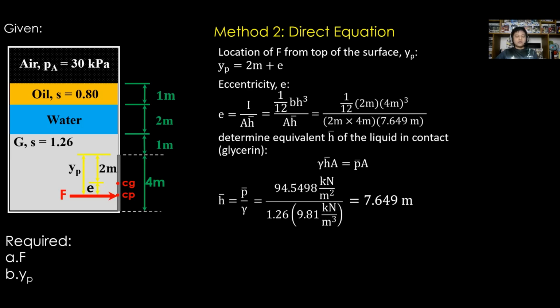Substitute in the equation of E. So we have B, that is 2 meters, H 4 meters, and H bar determined as 7.649 meters. Thus, E is equal to 0.174 meter. So in the equation of y sub p, we have 2 meters plus E, that is 0.174. Thus, y sub p is 2.174 meters below the top of the submerged surface, which is the same as the first method.